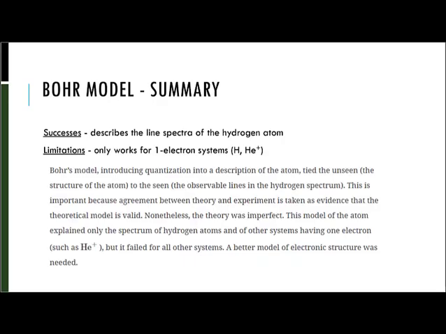So Bohr's model, introducing quantization into a description of the atom, tied together the unseen, the structure of the atom, to the seen, the observable lines in the hydrogen spectrum. This is important because agreement between theory and experiment is taken as evidence that the theoretical model is valid. However, the theory was imperfect. This model of the atom explained only the spectrum of hydrogen atoms and other systems having 1 electron, like helium with a +1 charge. But it failed for all other systems. So a better model of electronic structure was needed, and we'll talk about that next.